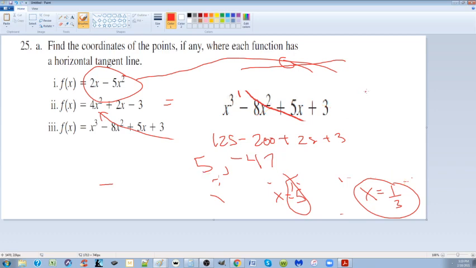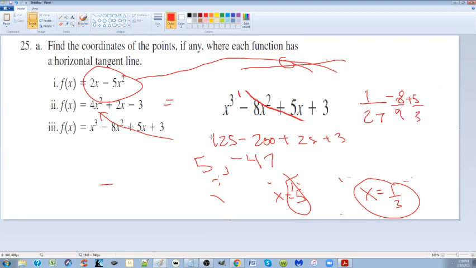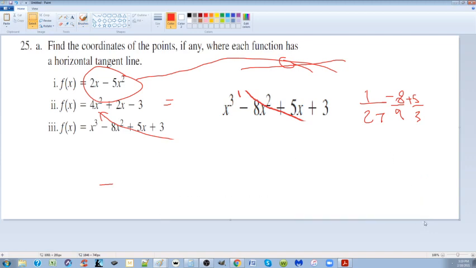So a third cubed is 1 over 27, minus 8 times a third squared, which is minus 8 over 9, and then the last one is plus 5 over 3. You will discover that they all have 27 in common, so I'm going to multiply it all by 27.